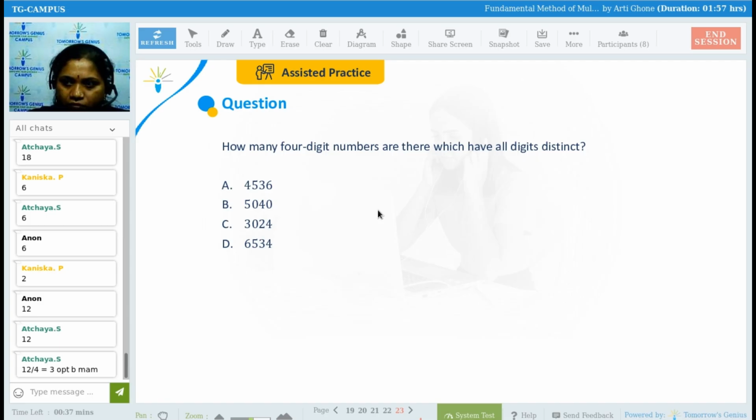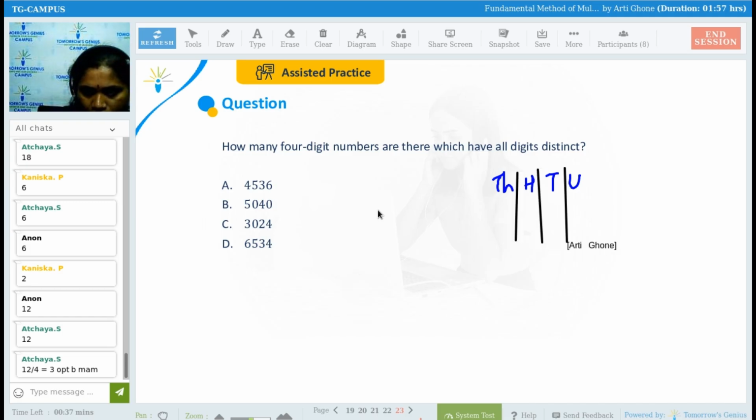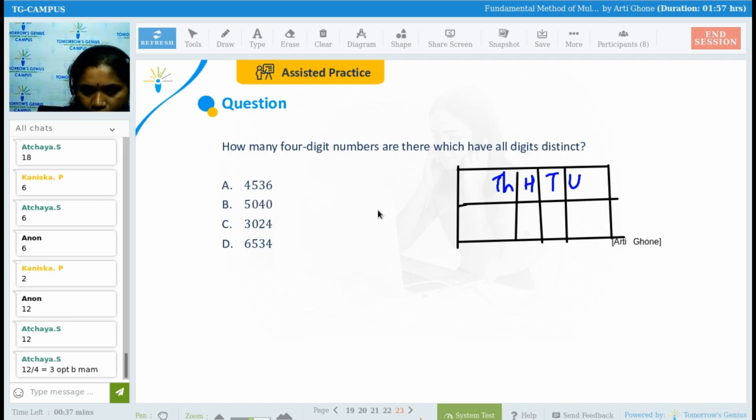We want to form a 4-digit number. Obviously, if it is a 4-digit number, it will have a unit place, then tens place, then hundreds place, and then thousands place. You will do it? Done?